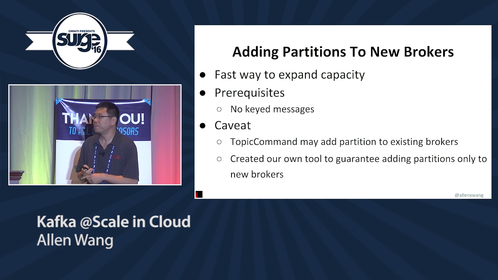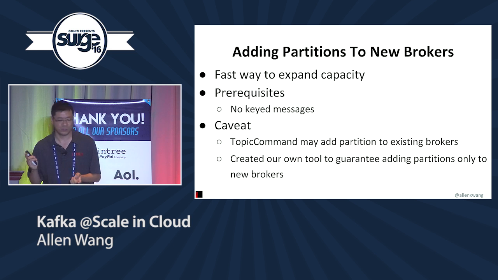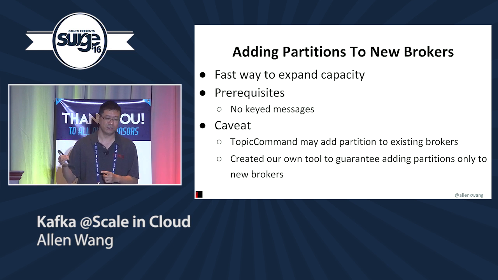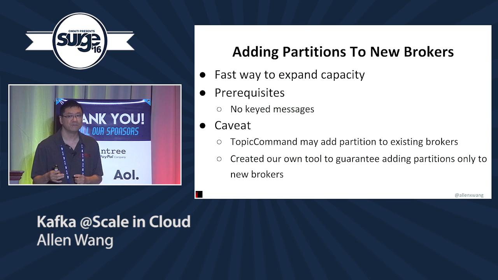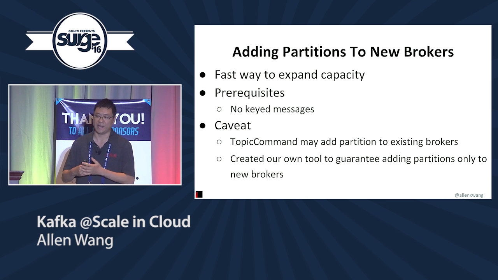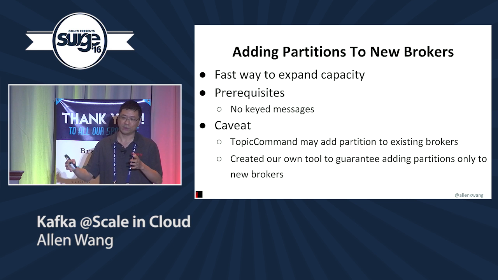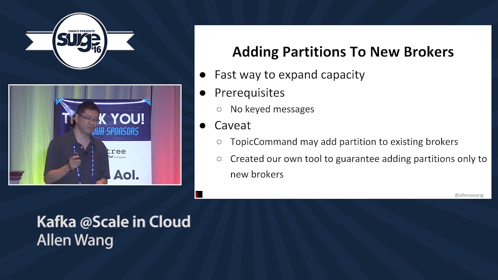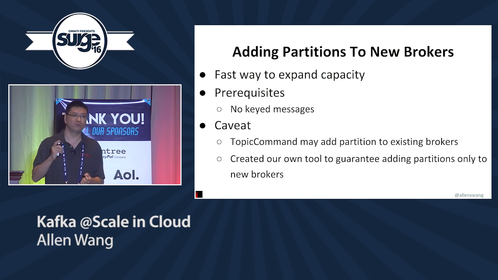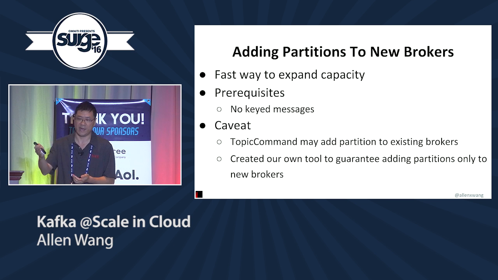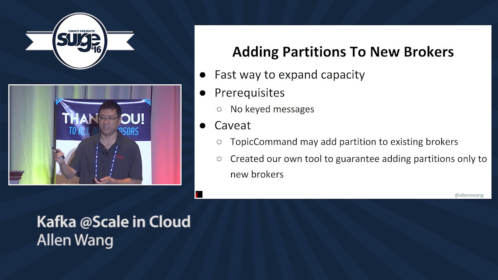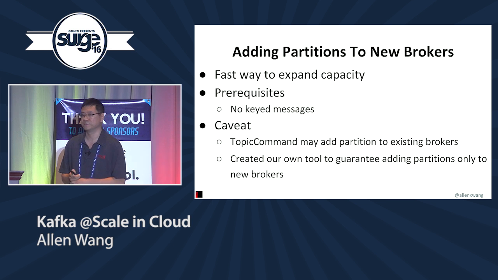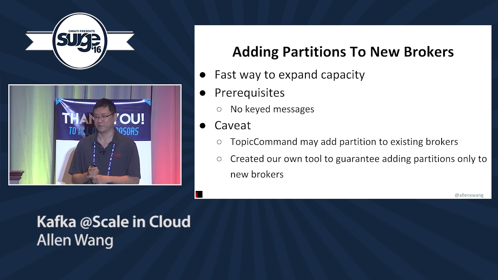The open source command line tool, which is called the topic command, for adding partitions may add partitions to existing brokers. So that sort of defeats the purpose because you are adding more load to existing brokers as opposed to the new brokers. To mitigate that problem, we created our own tool to be able to specify the list of brokers where you want to add the partitions. And we can guarantee that the new partitions will be added only to the new brokers. Is that open source? Not yet.